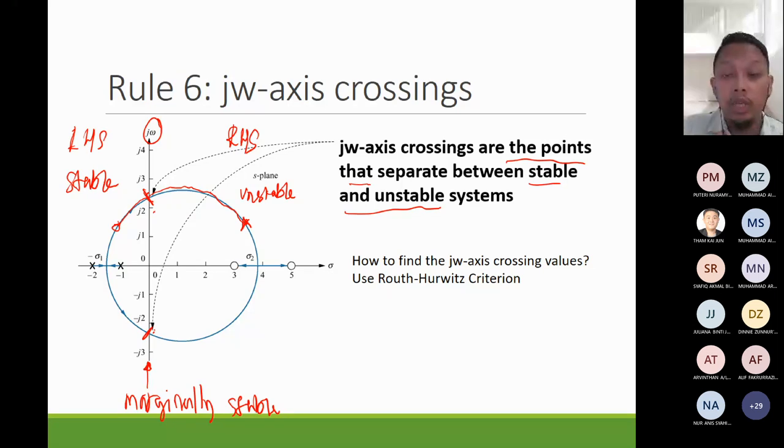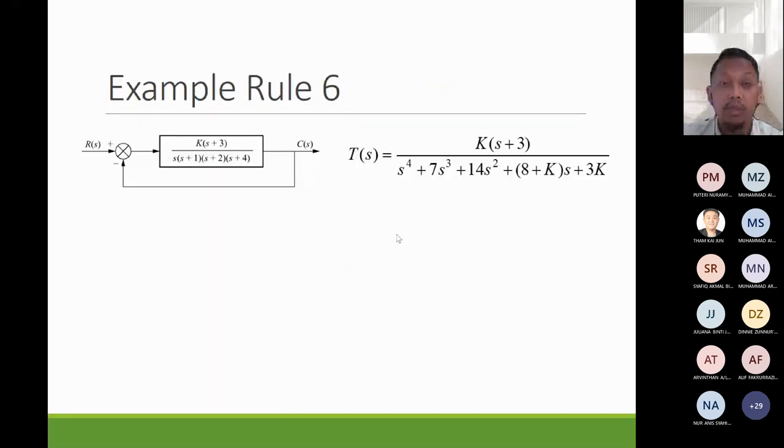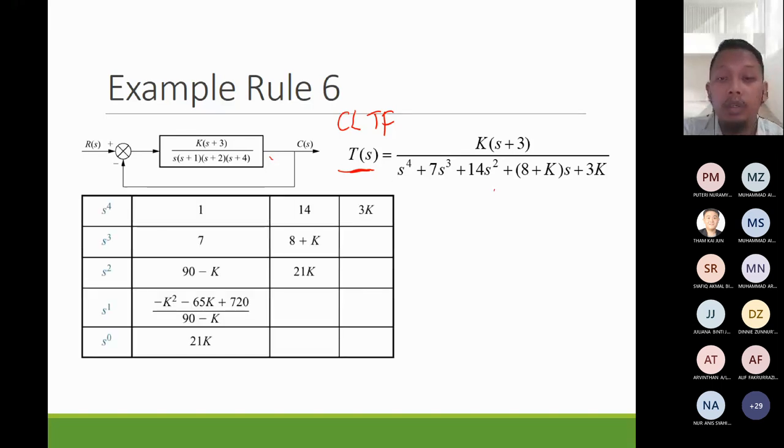Okay. So now let's go back to the point of how to find the J omega axis crossing. Let's use the same example as the previous one. So here we have the same block diagram. In order to find the J omega axis crossing, we need to find the closed loop transfer function. We need to find T(s), which is the closed loop transfer function. And then we get this. Then from here, we take the denominator and generate a Routh-Hurwitz table. Okay, we generate the Routh-Hurwitz table and calculate until the end.